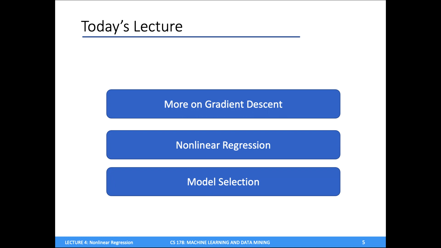Great. So in today's lecture, we've got 3 topics. The first is we're going to be covering some more detail on gradient descent. After that, we'll jump into nonlinear regression models. And then we'll very briefly introduce this concept of model selection. We'll only see model selection for a few minutes, and then on Wednesday's lecture, we'll have a whole lecture dedicated to this topic.